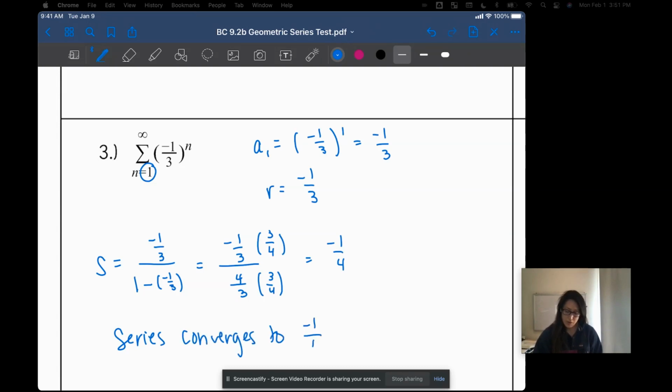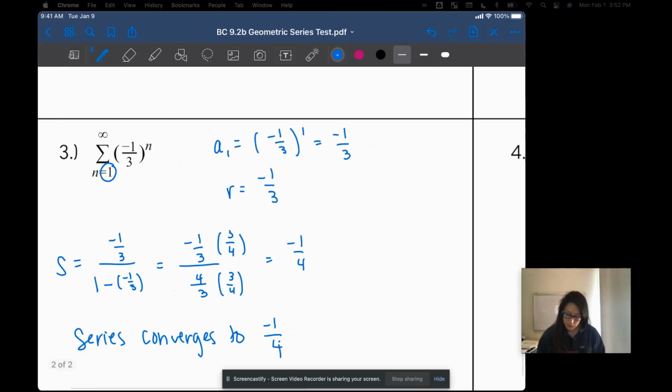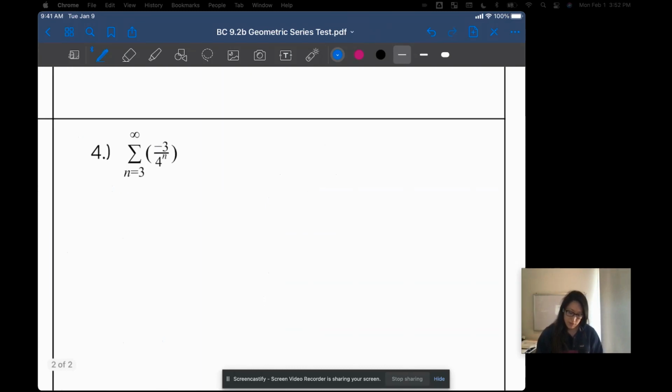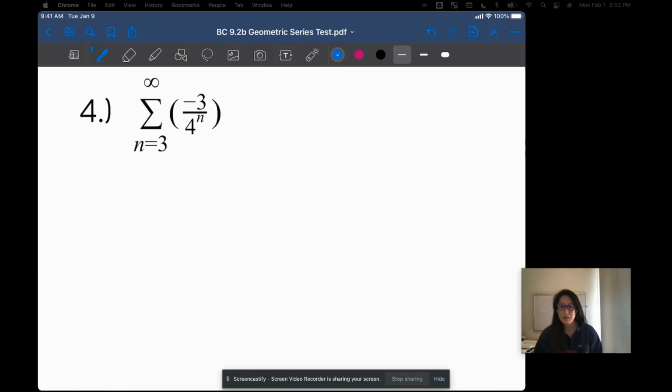to negative 1/4. So by actually finding the sum, we can see that the series is going to add to a value and not just go to infinity, or we're not going to be able to add it at all. Okay, so this is one of the few series that we can actually do this, and it's easy. Okay, so n is equal to 3.